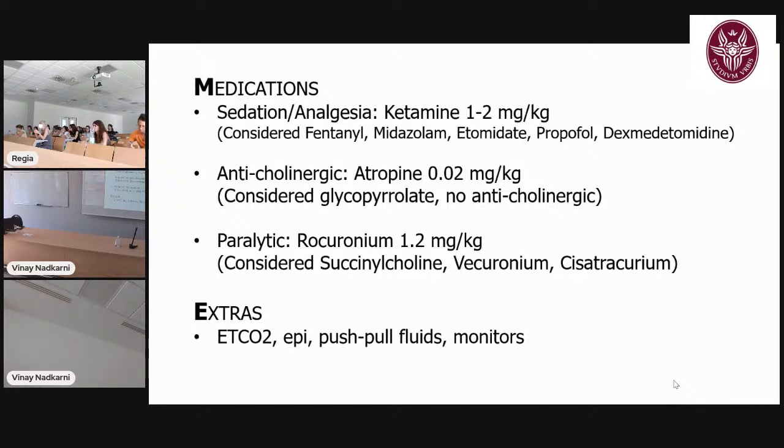I probably would not use an anticholinergic in this patient who's 6 years old. I would have it available. Dose, if I had it, would be 0.02 milligram per kilogram. And a paralytic, I probably would use rocuronium. 1.2 milligram per kilogram is the usual dose. I find that a little bit hard to calculate in an emergency, so I use about 1 milligram per kilogram.